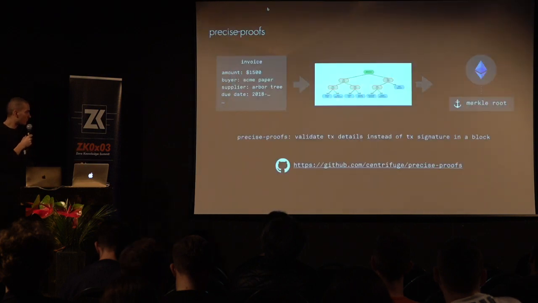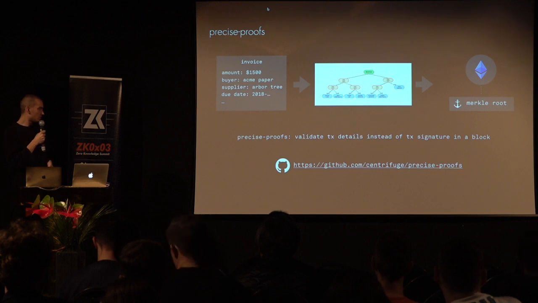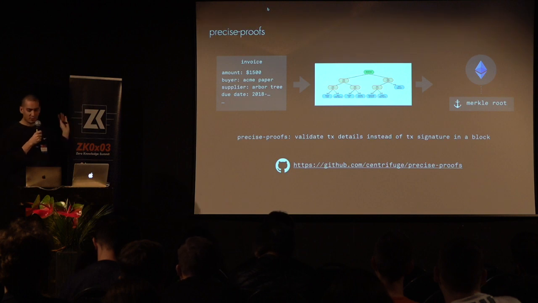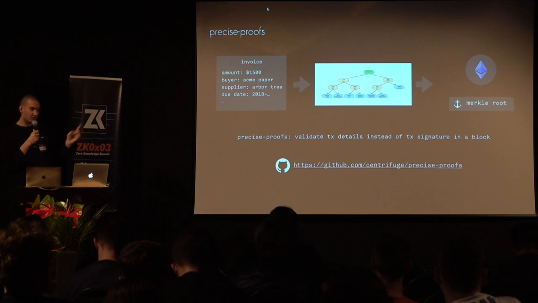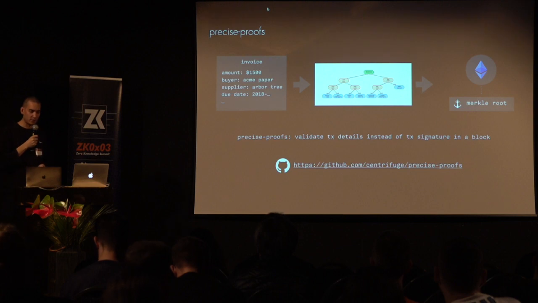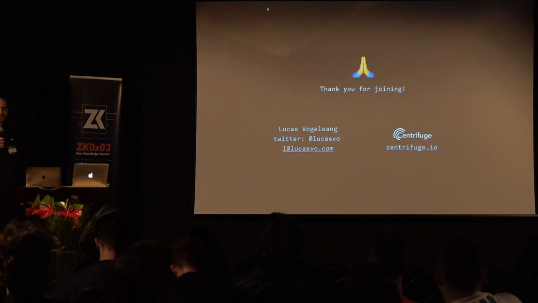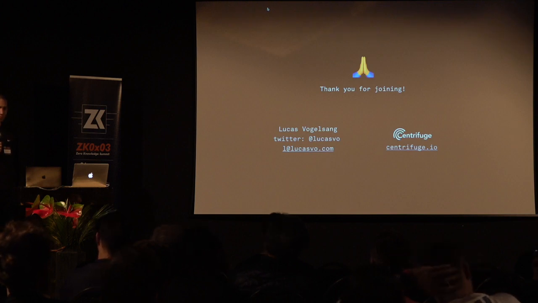All right. So this concludes the quick introduction to the precise proofs library. It's on GitHub. There's a Go implementation of it. You can play around with it, try to build your own complex trees. We support all sorts of different data types. You can have just sets, embedded messages, and then create proofs very easily and validate them both in the browser and in Solidity. That's it. Are there any questions?